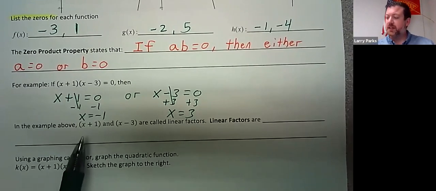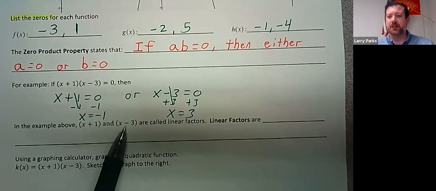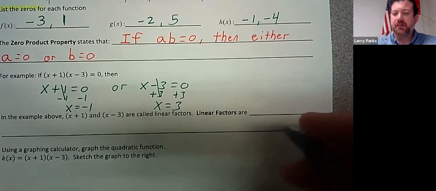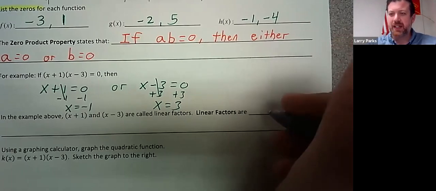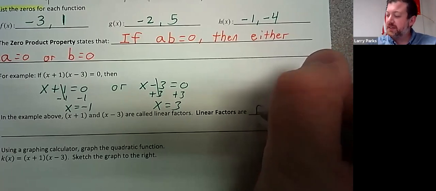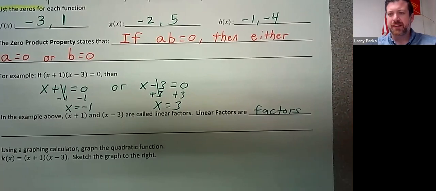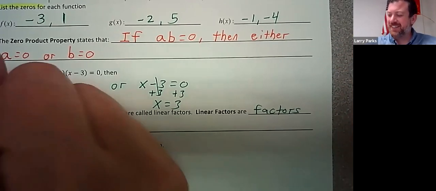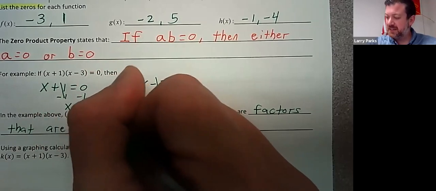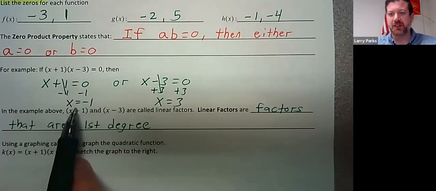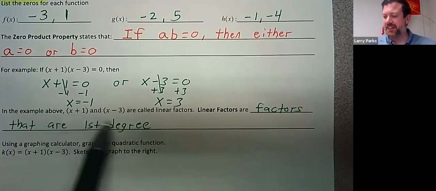Okay, so we have something called linear factors. What does it mean to be a linear factor? A factor usually is written like x plus 1, 2x minus 3. We call those linear because those are x to the first. So linear factors are factors that are first degree. What that means is x to the 1. But basically, they're lines, okay? They're in linear form.